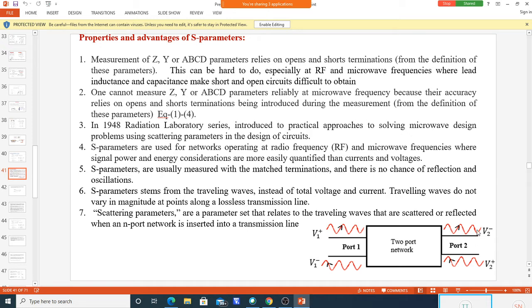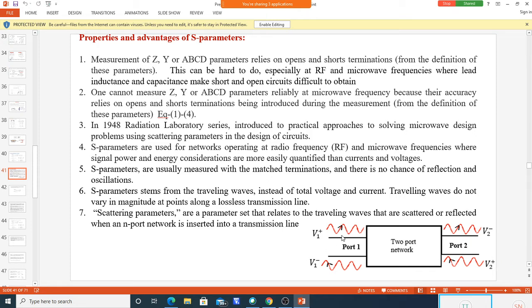Even if you put a short circuit, it may not behave exactly like a short. Sorry, even if you put an open here, that may not behave like a completely open. It may behave like a capacitor, because in between the two conductors there may be a capacitance. So that is a stray capacitor that comes into the picture. So we cannot measure a Z parameter by putting an open circuit here. So it is hard to do short and open at very high frequency, RF and microwave.